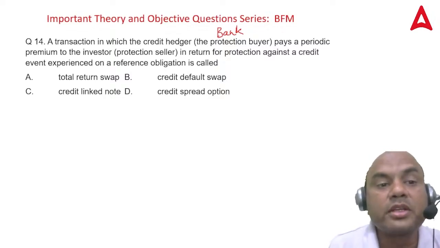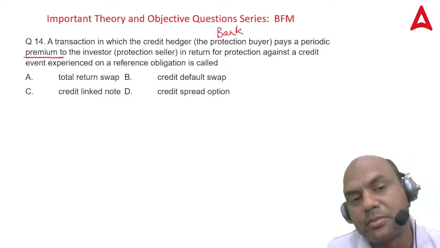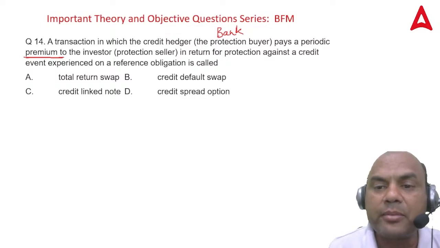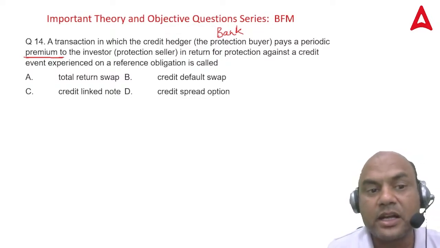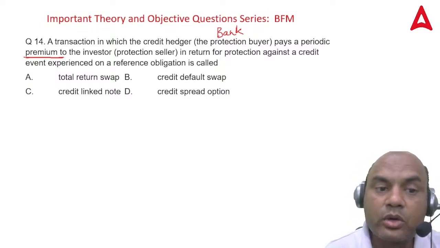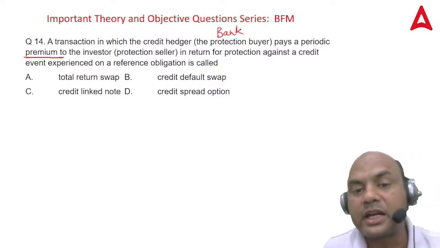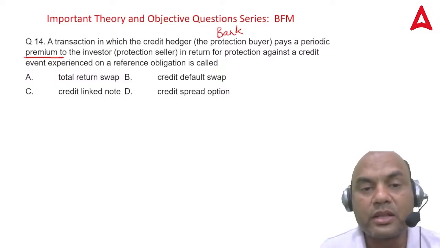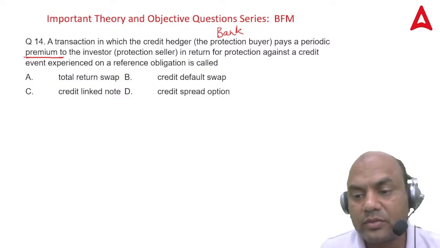Okay. So look at this premium. Remember this word premium. Premium is paid to whom? Insurance company. So this is the insurance company. So the transaction in which the bank pays a periodic premium to the insurance company in return of the protection against the credit event experienced on the reference obligation is called as what? Total return swap, credit default swap, credit linked note, and credit spread option. What is it called as? Everyone, what is it called as?